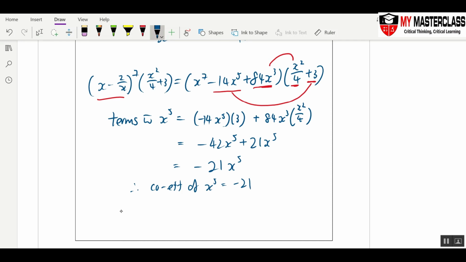You use this method, you will not go wrong. Number one, break down the expanded version with whichever expansion that the question asks you to multiply by. Use this technique called terms with x to the power of 5. Then ask yourself, what multiplied by what from the first bracket to the second bracket can give you x to the power of 5. Write it down here, write it down here. Expand, simplify, write down the coefficient. Follow these steps and you will not get anything wrong during your exam.